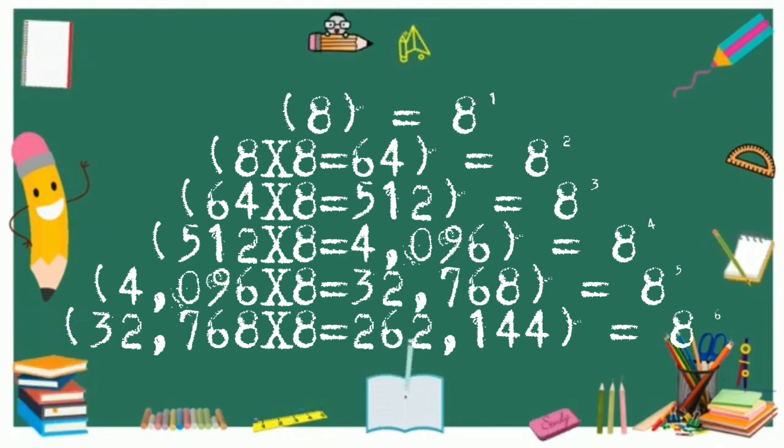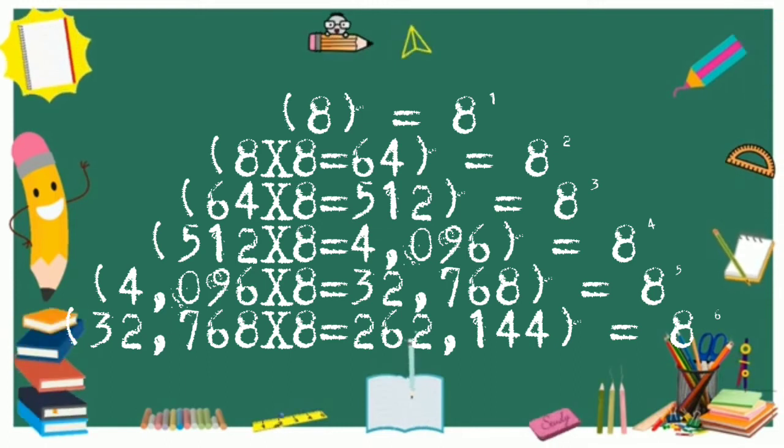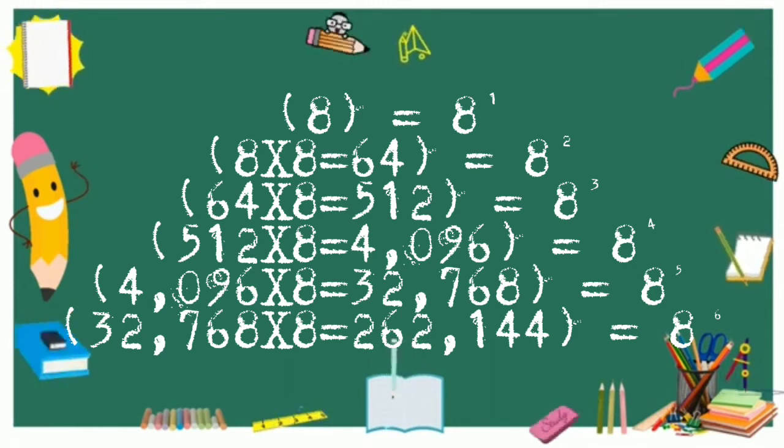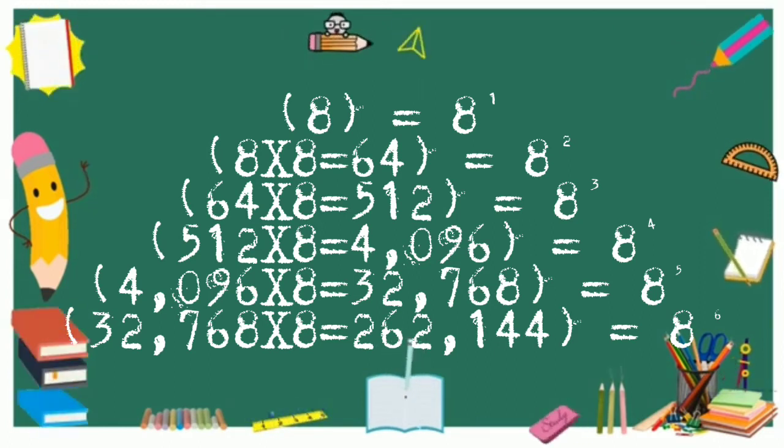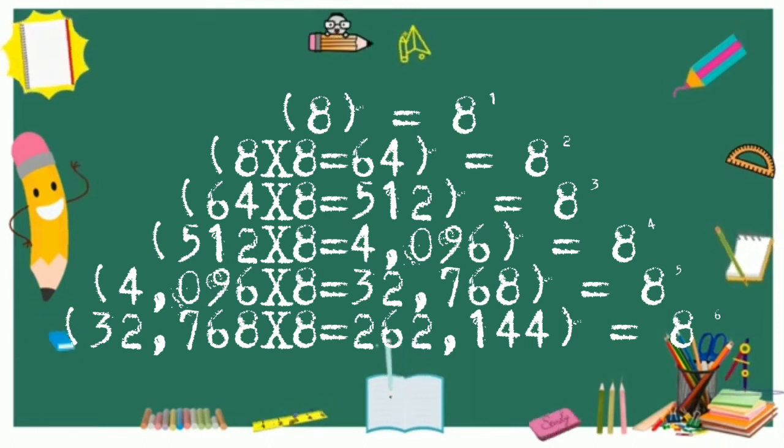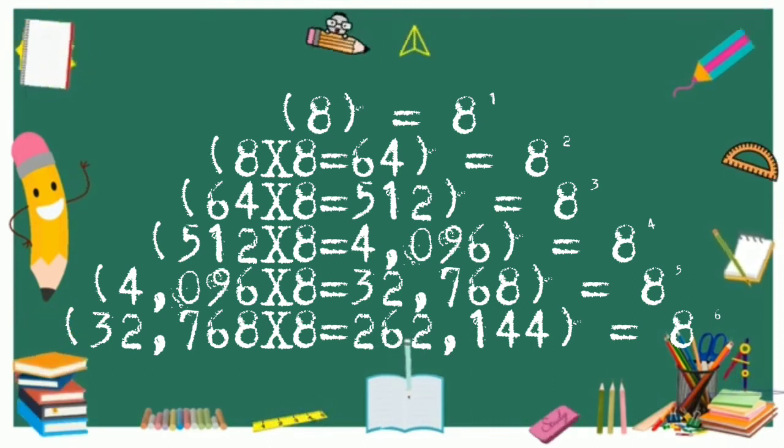4096 times 8 is equal to 32,768, and that is equivalent to 8 raised to the power of 5. And finally, 32,768 times 8 is equal to 262,144, and that is equivalent to 8 raised to the power of 6.